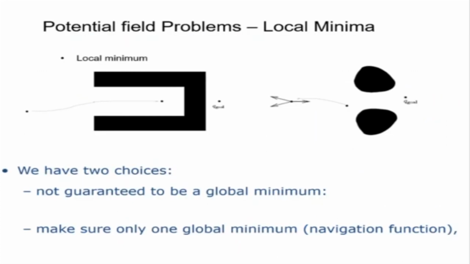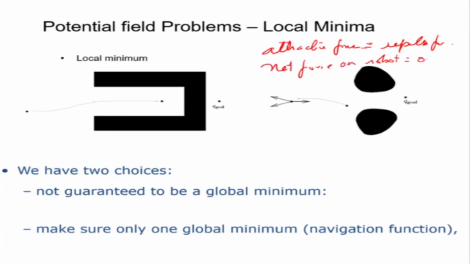Now we have seen that this potential field method suffers from some problems. Okay, one problem is this question of local minima. Now this local minima happens when the attractive force becomes equal to the repulsive force. Okay, that means the net force acting on the robot is equal to 0. So net force on robot is equal to 0.